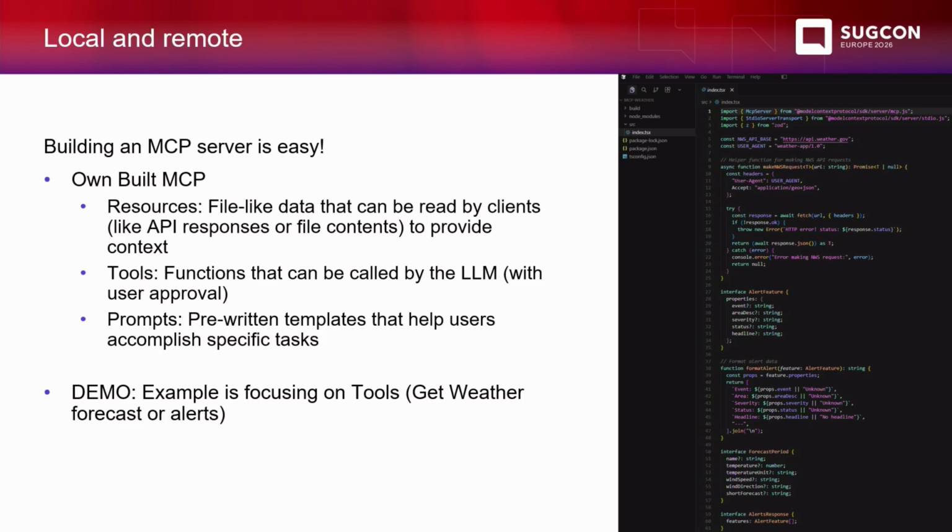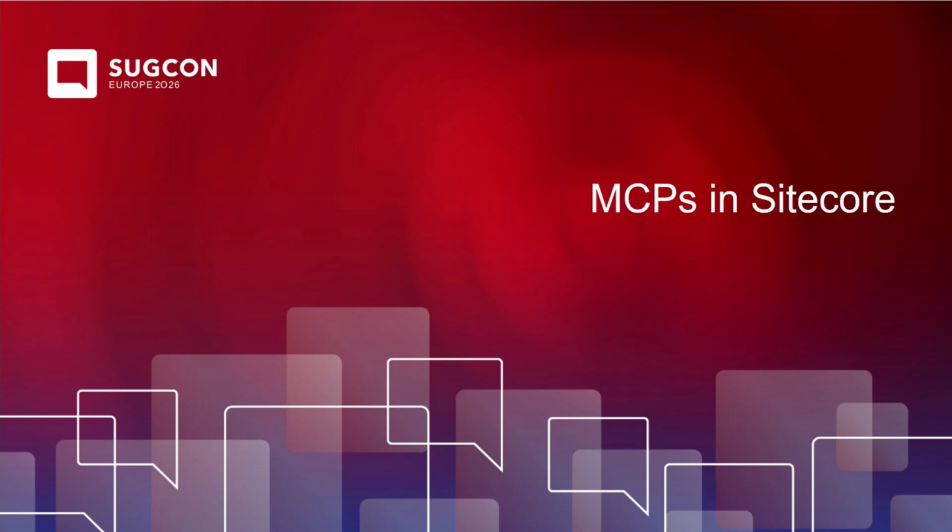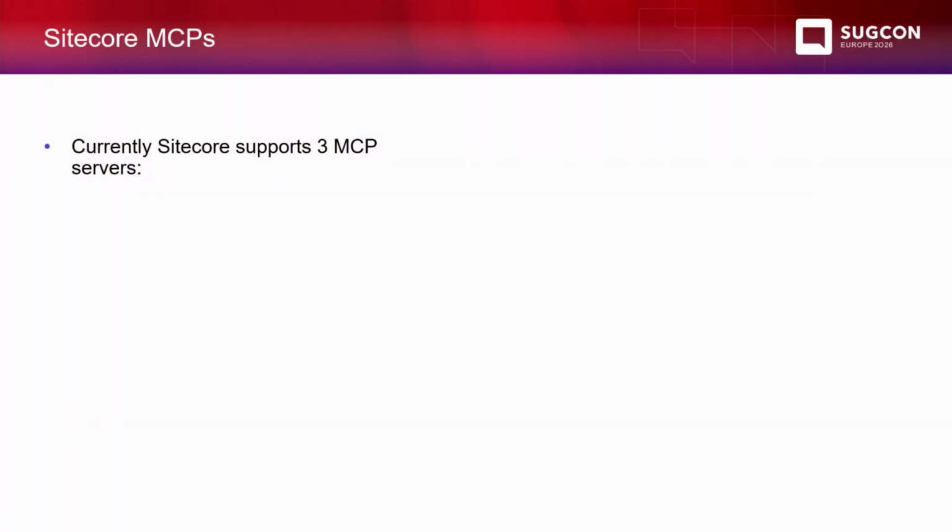All right. So that was MCPs in general, local and public MCPs, and how to build your own MCP server. And then let's move into what we have in Sitecore. And this is where the thunder has already been had. So currently in Sitecore, and if there are any product folks in the room that think differently, let me know.